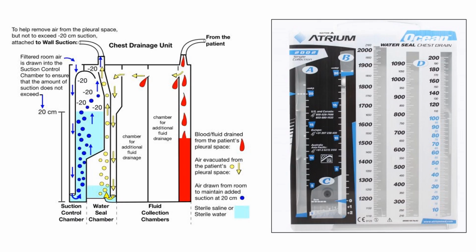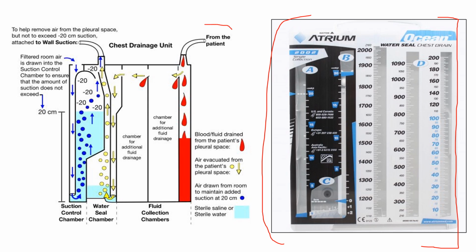So here is a description. So you have a generic drawing here, and this atrium that you see on the right, that is what you're going to see in practice. This is the most common one. In the places that I've worked, this is the only one I've seen. I'm pretty sure there's other types, but this one definitely you'll see. So you can see the chest drainage unit. This side is connected to the actual patient. This is where the blood or the air is going to collect from that pleural space. So it's going to fill up these chambers and this chamber, and there are measurements.